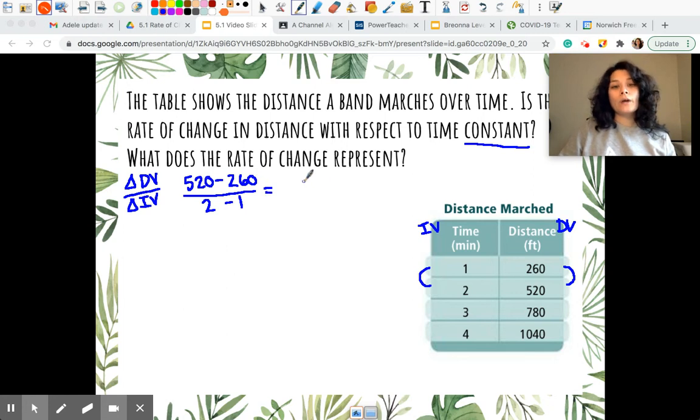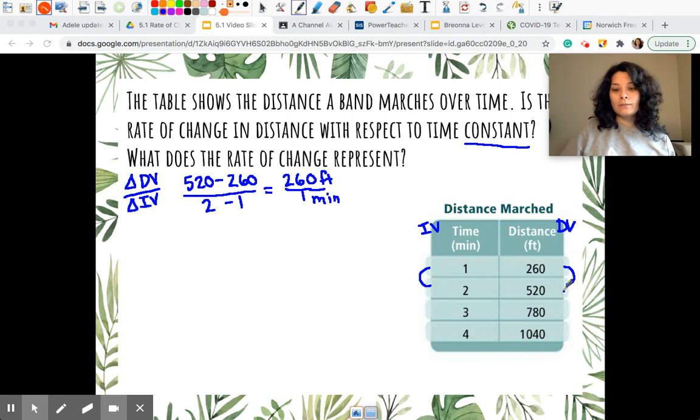Now I'm going to subtract and get my amount of change. 520 minus 260 gives me 260. 2 minus 1 gives me 1. And this is fully reduced. I can't simplify that anymore because my denominator is already a 1. Understand that this numerator has a unit. This is feet. Remember, this is a rate. A rate is a comparison of two different units or two different quantities. My denominator is minutes. So just something to keep in mind.